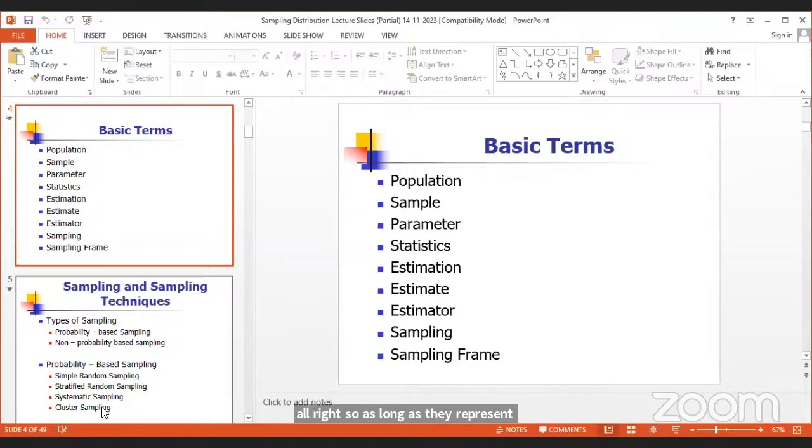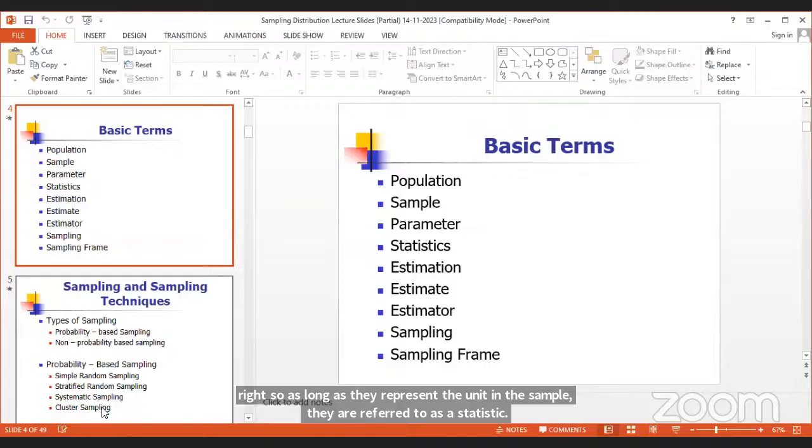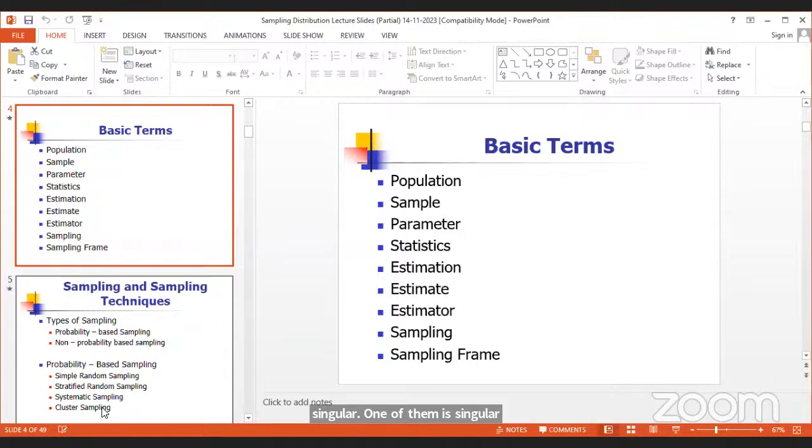Singular, one of them is a statistic. So when I put many of them together, they are referred to as statistics. So statistics here is different from the course. It's different from the discipline. It's different from the body of knowledge. It just represents a function of a sample.